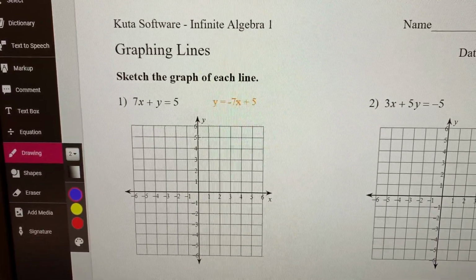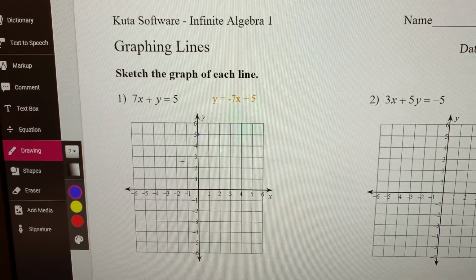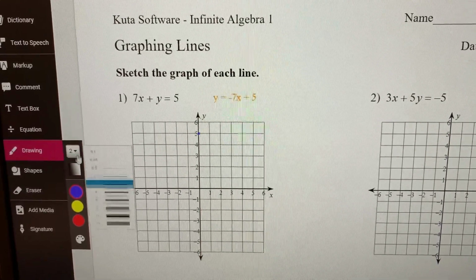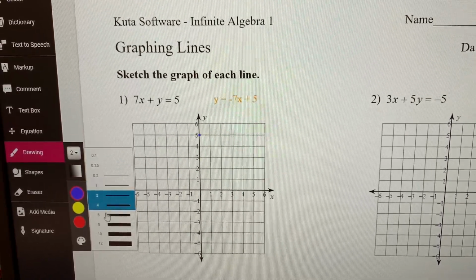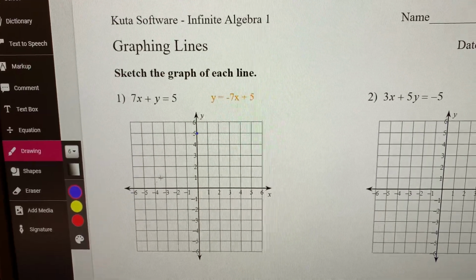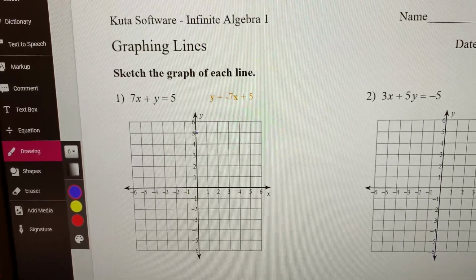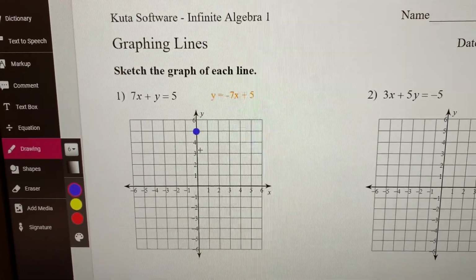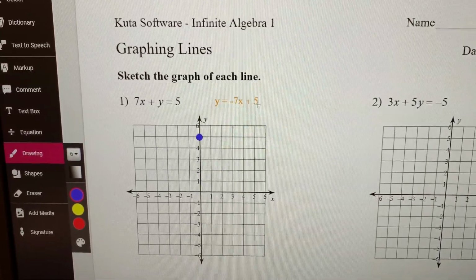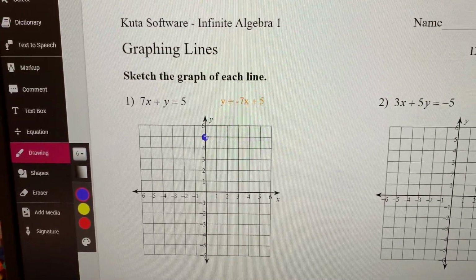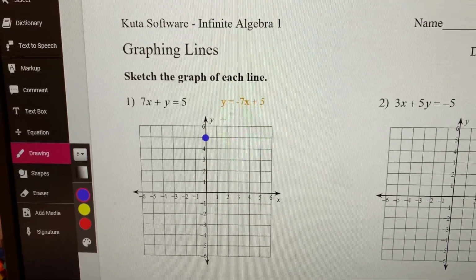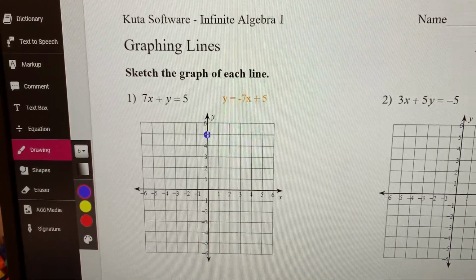So 1, 2, 3, 4, 5, and I'm going to put a dot. That's pretty small, so I'll make it a little bigger. Let's make my dot a little bigger, and we'll make it right here at the 5. So I went 5 up, 1, 2, 3, 4, 5. That's my first dot. Now from this dot, I have to find the slope.